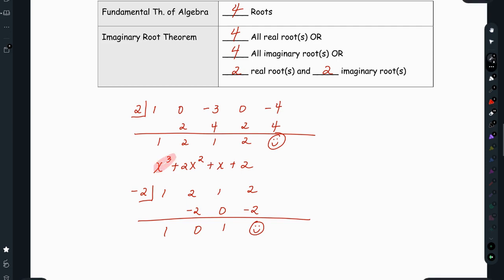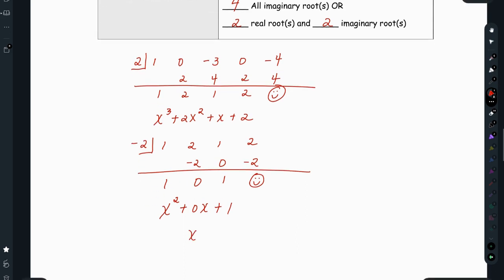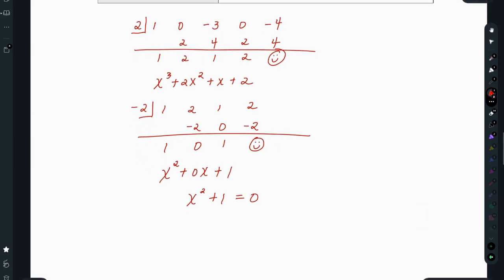We had a cubic polynomial. We are now going to go down to a quadratic, 1x squared plus 0x plus 1. We could write that as x squared plus 1. Now you can use the quadratic formula, but it's much easier to just solve it using square roots, and I'll show you what I mean.